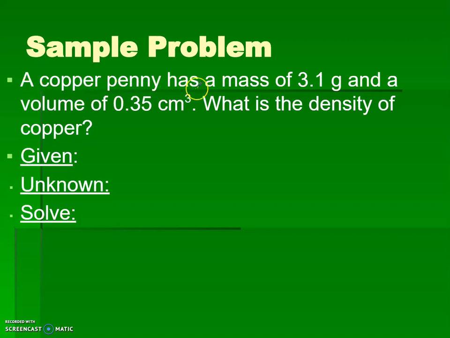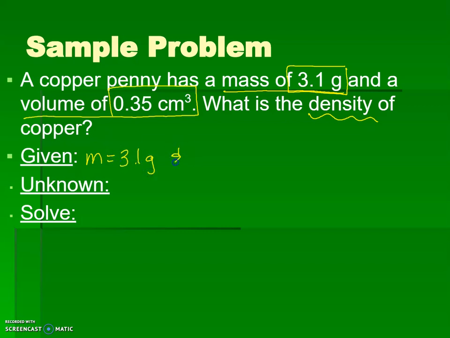All right, so here it says a copper penny has a mass of 3.1 grams. Don't forget units, they really help you out. And a volume of 0.35 centimeters cubed. What is the density of our copper? All right, so we are given a mass, M is for mass, of 3.1 grams, and we are given a volume of 0.35 centimeters cubed. And then the question word, we are looking for the density.